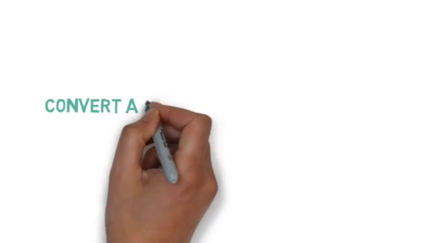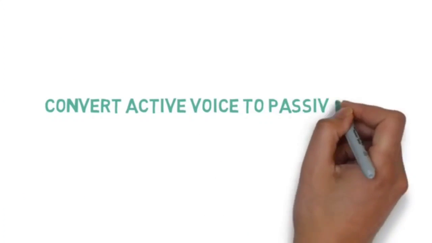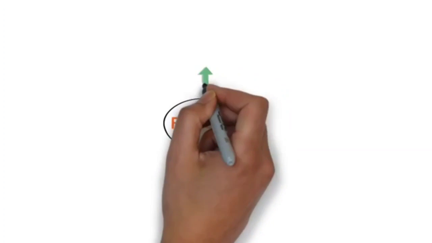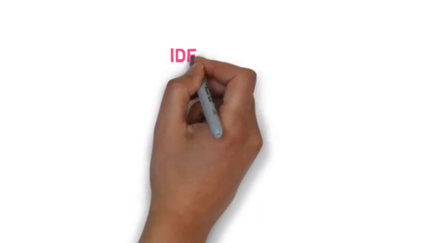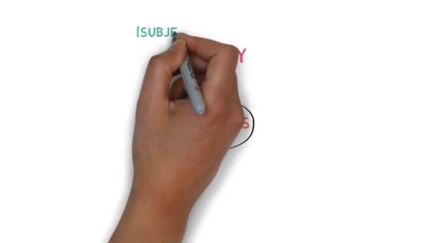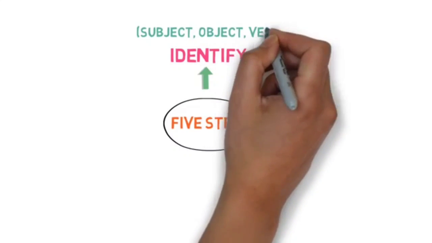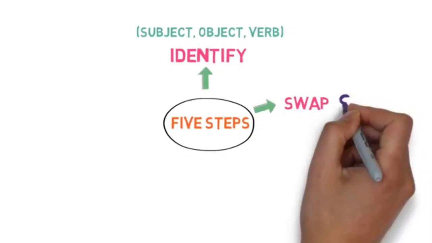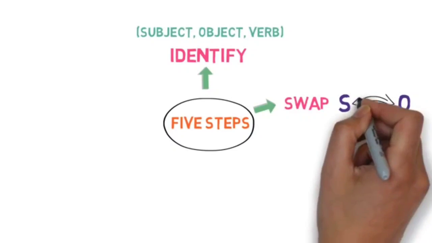Children, now let's see how to convert active voice to passive voice. There are 5 steps to convert active into passive. Let's see and understand now. First one, you have to identify the subject, object and main verb from the sentence. And second one, you have to swap the subject and object.